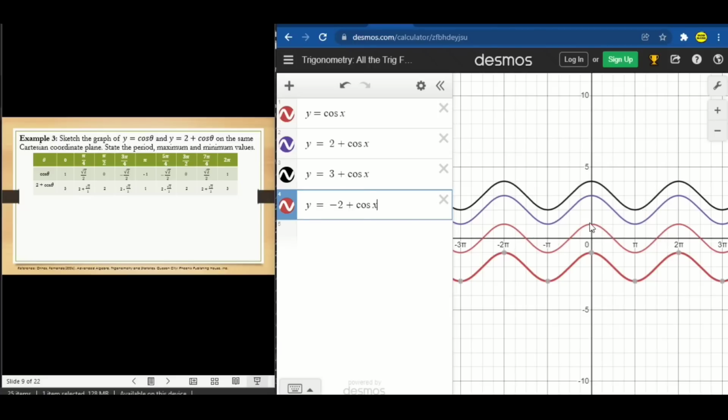Okay, so bumaba. Mula sa mother graph natin, ito yung mother function natin, y equal to cosine x. So mula dyan, kapag negative yung nandito, nasa baba siya. And then kapag positive, tumataas lang yung graph natin. Pero same pa rin yung orientation ng graph natin. Hindi nagbago, pag ganito pa rin. So ganyan ang mangyayari kapag dinagdagan natin ng number sa unahan. So balik tayo sa presentation.